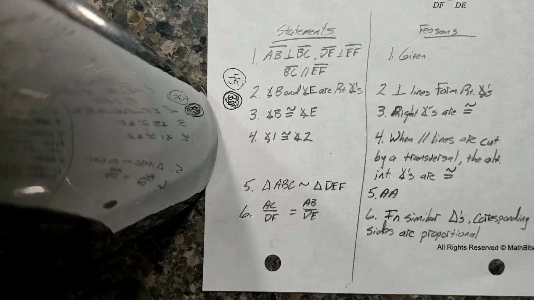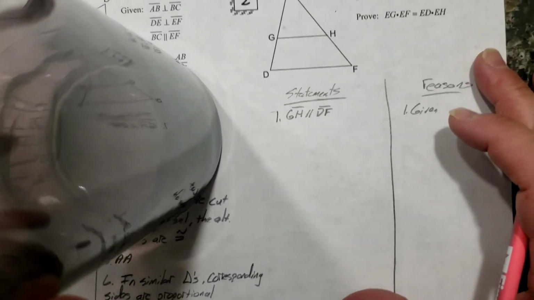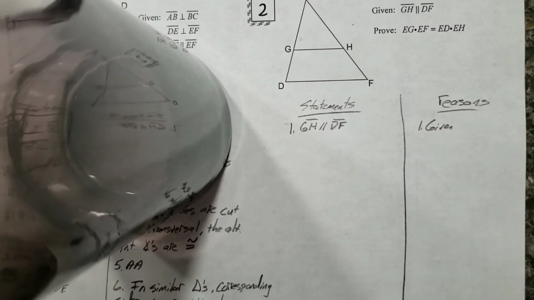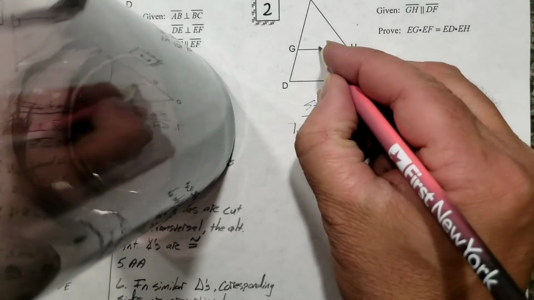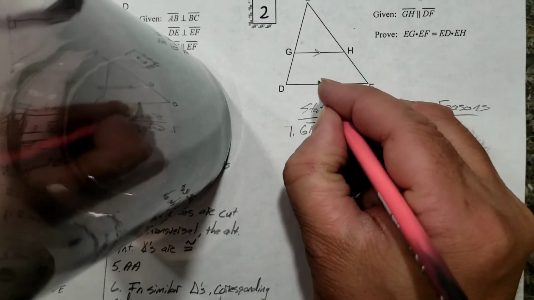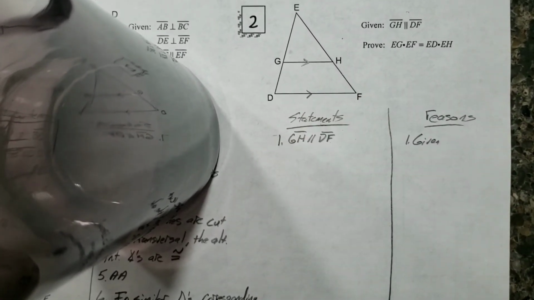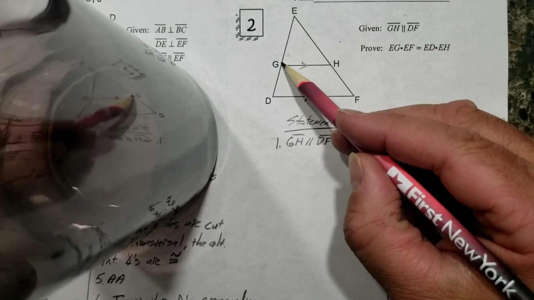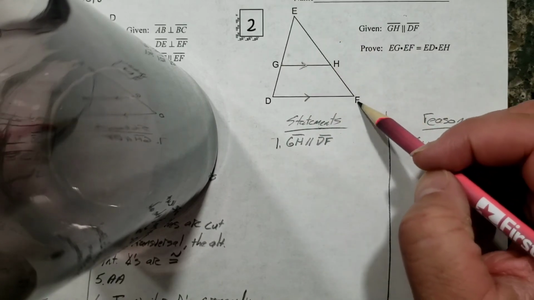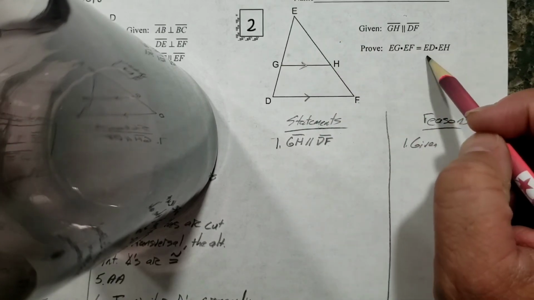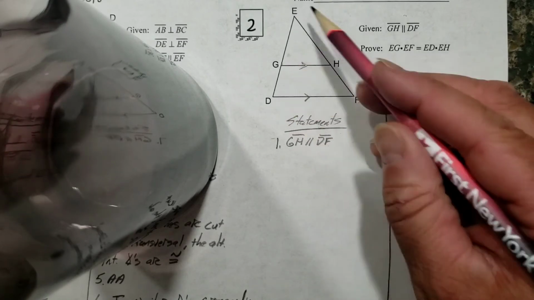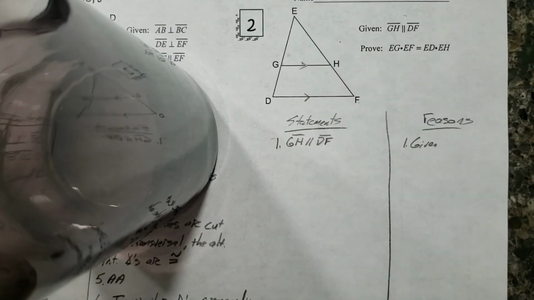Okay, now I'm going to move on to number 2. And what we've got is all they gave us is GE is parallel to DF. And we have to prove EG times EF is similar to ED times EH. Okay, so that's the cross multiplication of our proportion. So I have to get to that proportion. Before I get to the proportion, I have to make sure the triangles are similar.